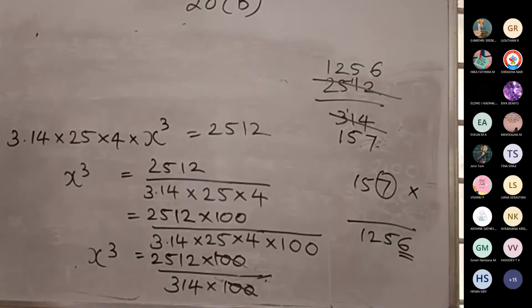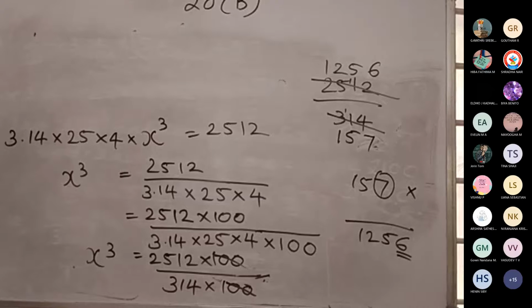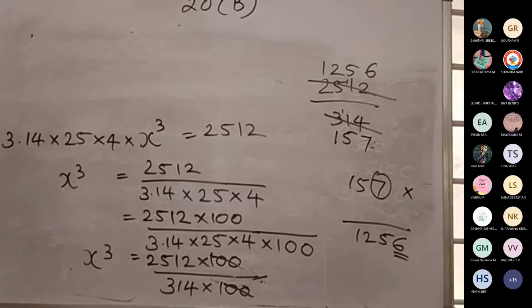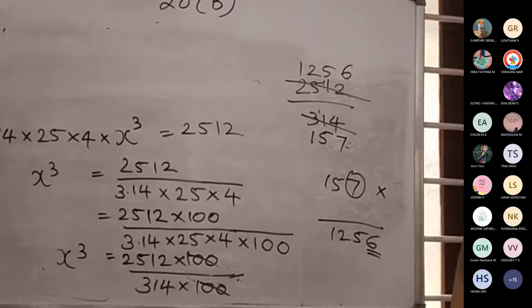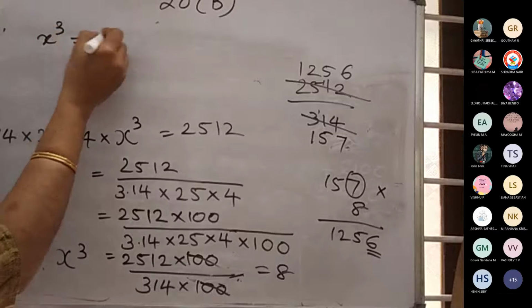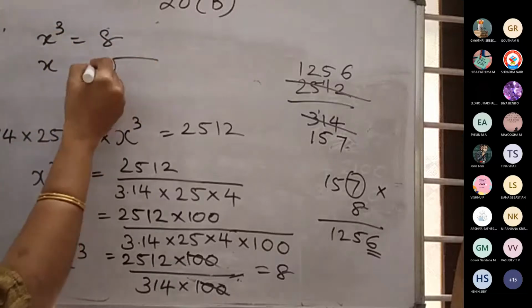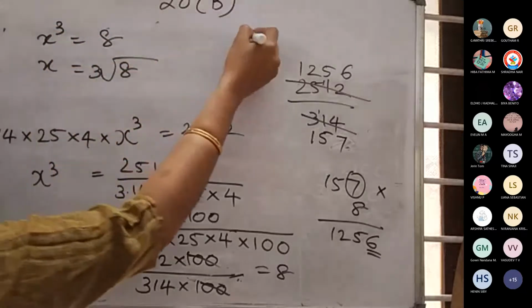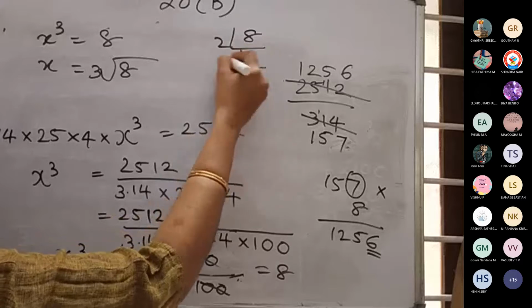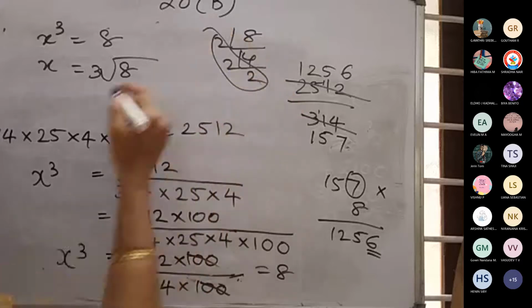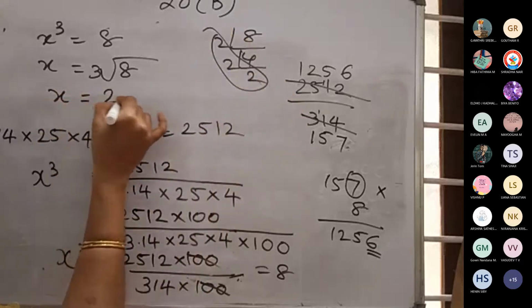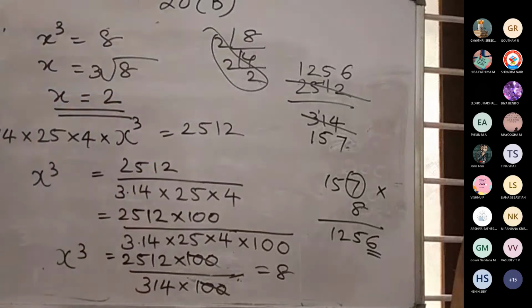If you don't know directly, then think of that. 8, 8, 8 possible or not, check it. 1256, no? So it is equal to 8. That means x cube is equal to 8. So x is equal to cube root of 8. That means cube root of 8 means 2, 4. Here again 2, 2. So x is equal to 2. X is equal to 2 we got.